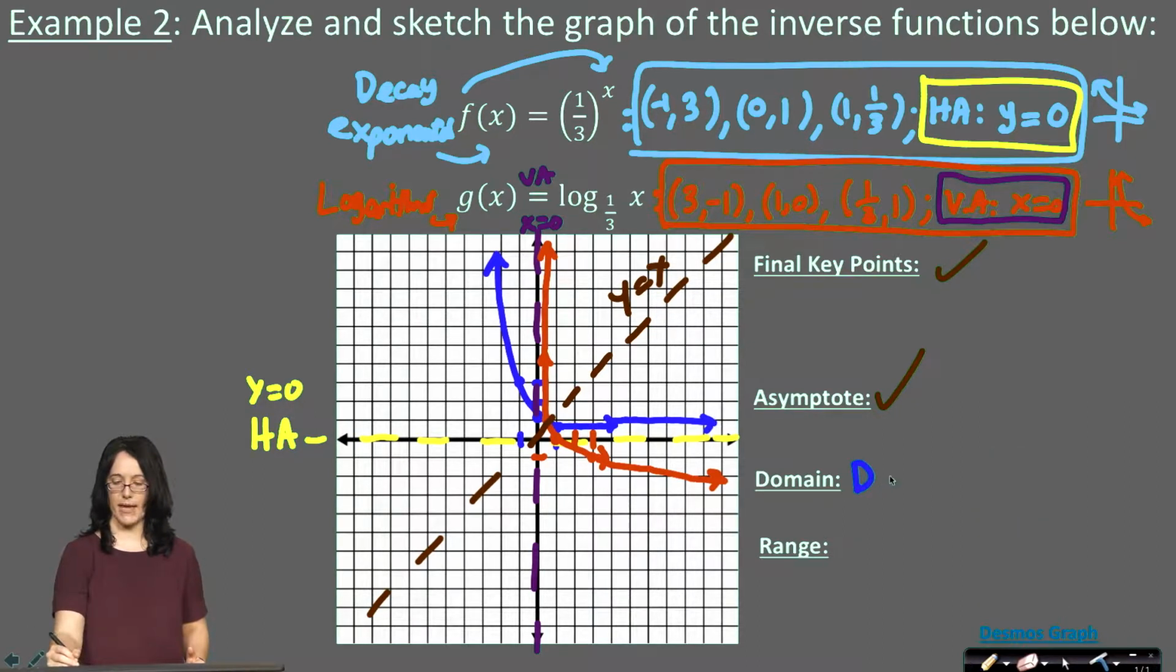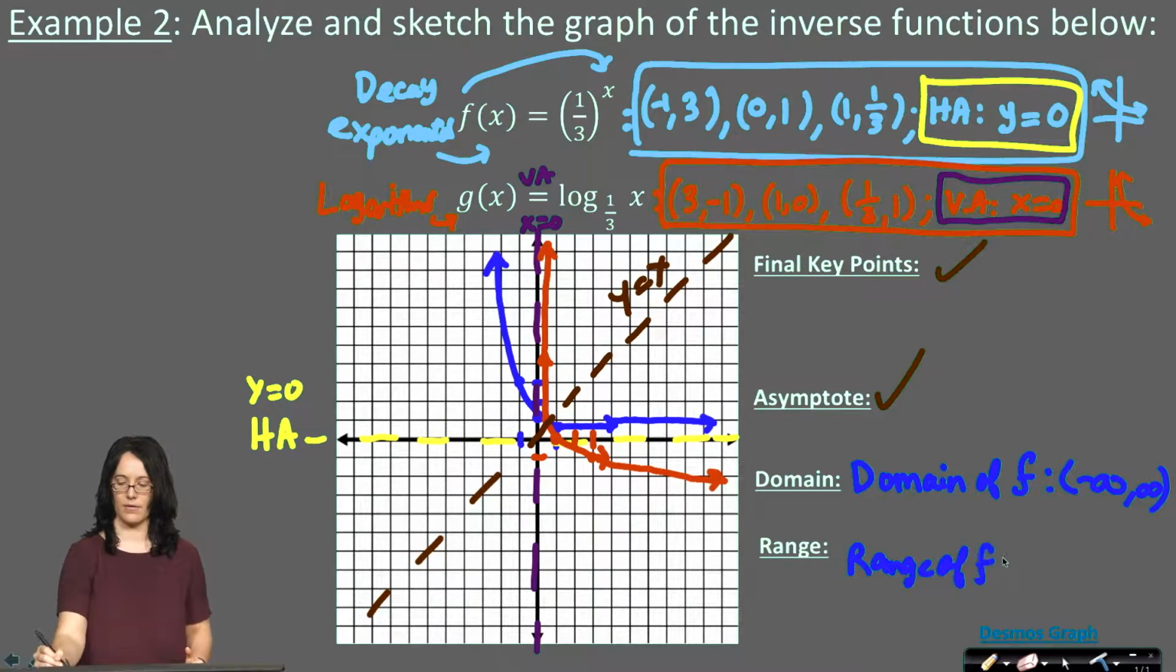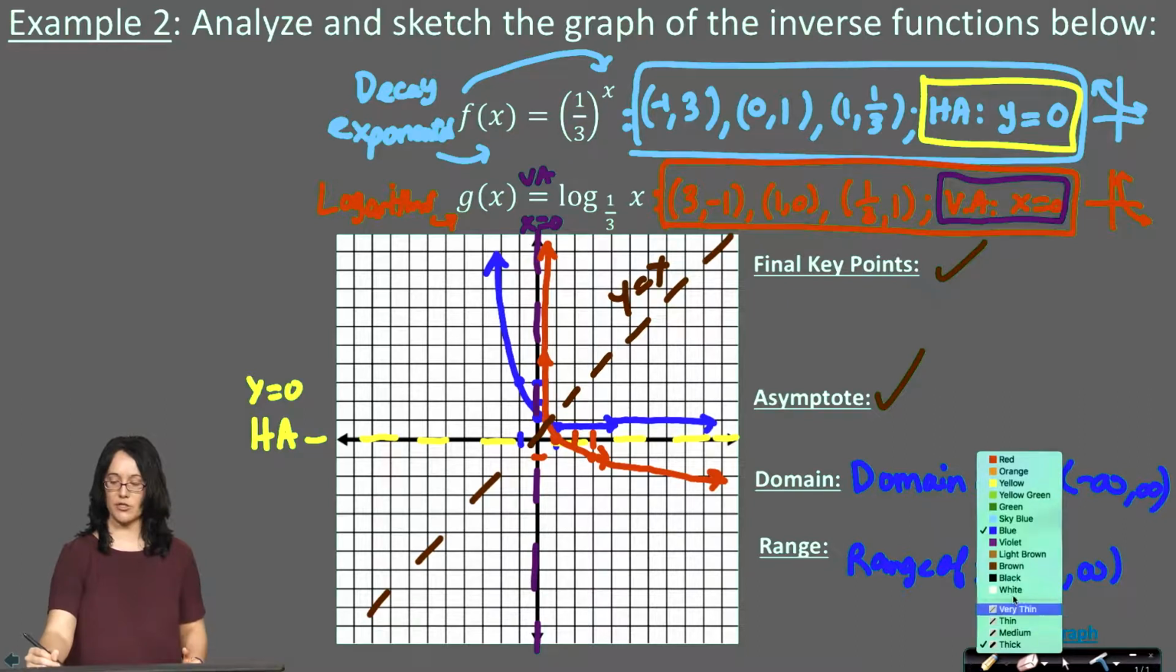What would be the domain of f? What would be my domain of my exponential function? Yeah, you're right. It would be all real numbers. Good job. What would be my range of f? Yep, it would be above 0, it looks like. So parentheses 0 to infinity. Good job.